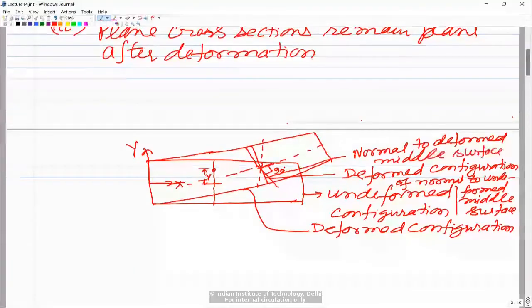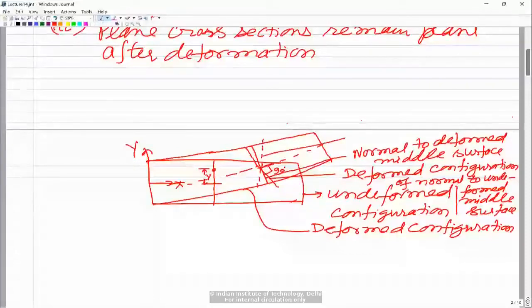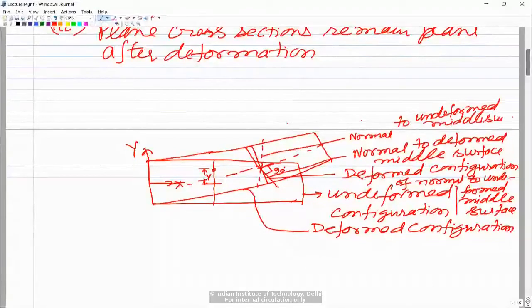And one more line I have drawn, which is normal to the undeformed middle surface. This dotted line is normal to the undeformed middle surface. So these are the various lines.